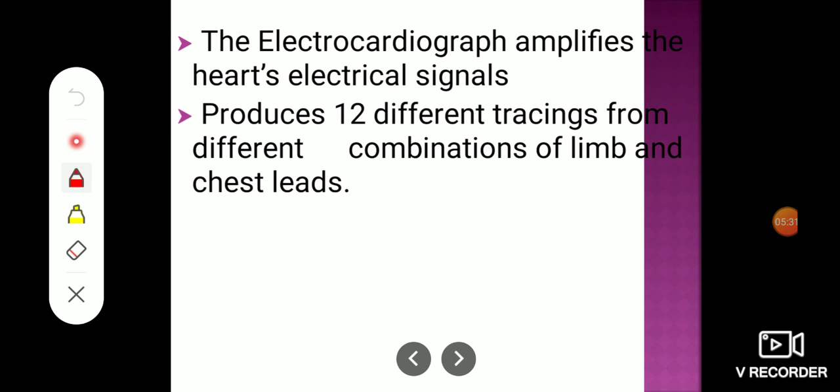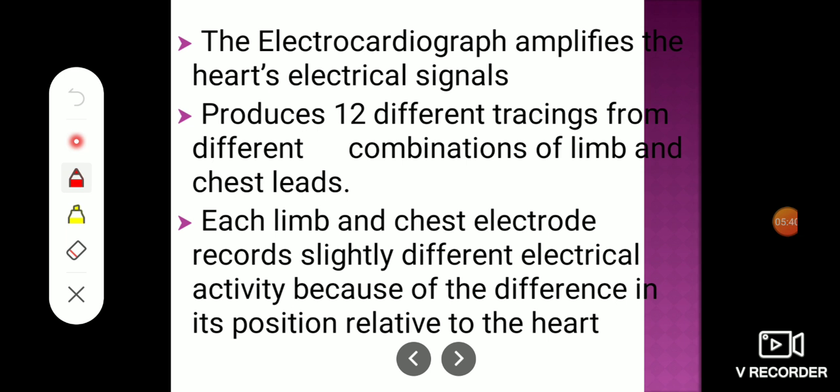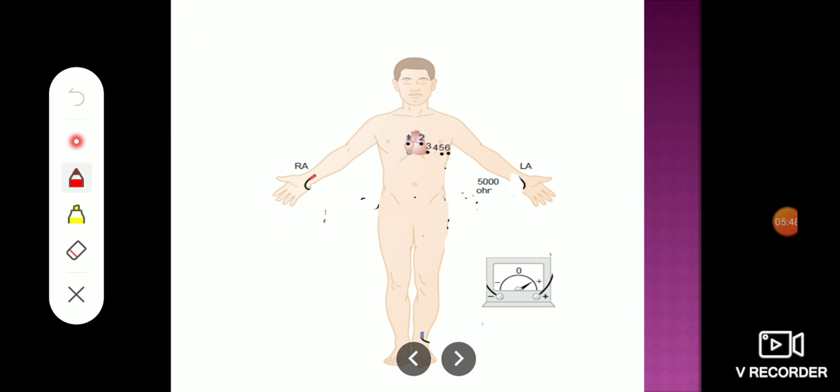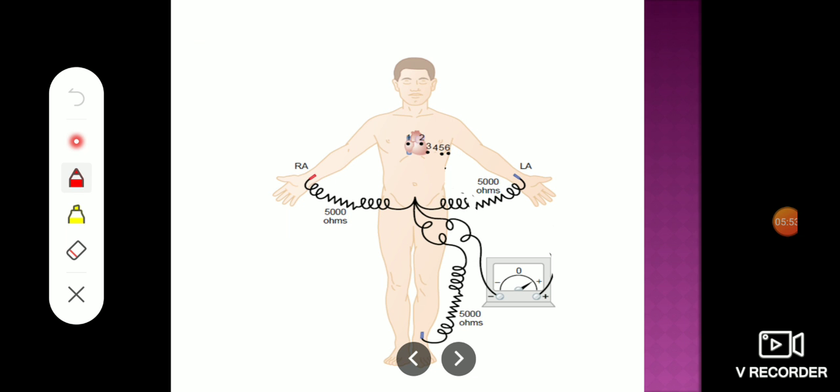Ultimately, our purpose is to find out the site of lesion, site of damage, site of focus. Each limb and chest electrode records slightly different electrical activity because of the difference in its position relative to the heart. So we are connecting two limbs, right arm and left foot. Commonly from these three limbs we connect the leads. Now in the unipolar lead, what we do first is connect all three to zero potential. So it is called the indifferent electrode.